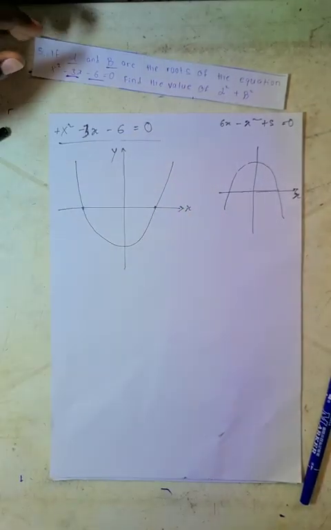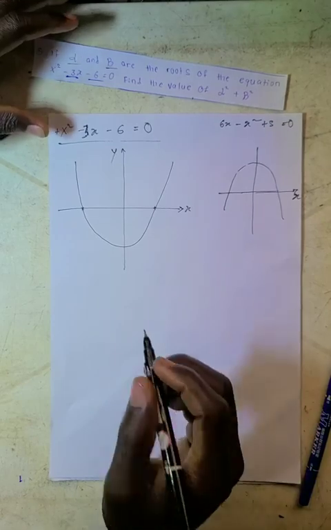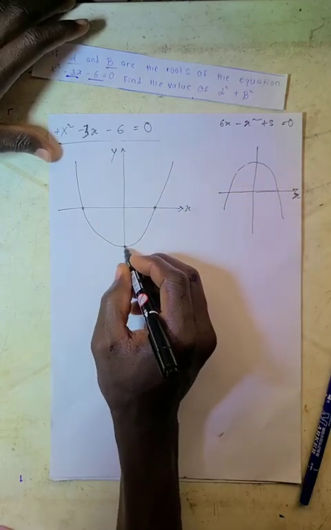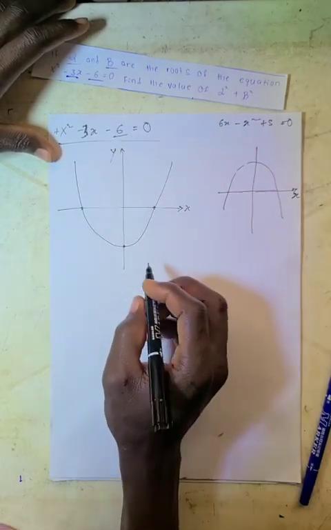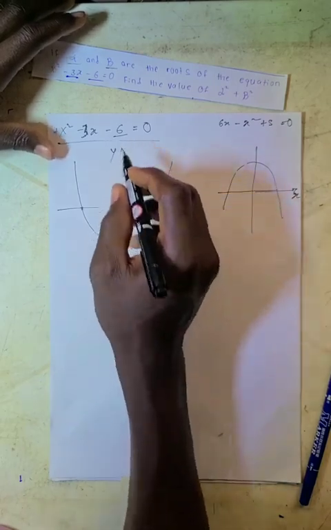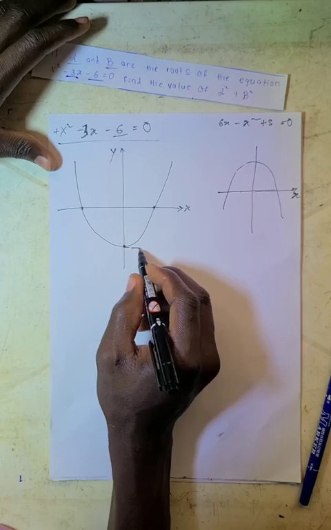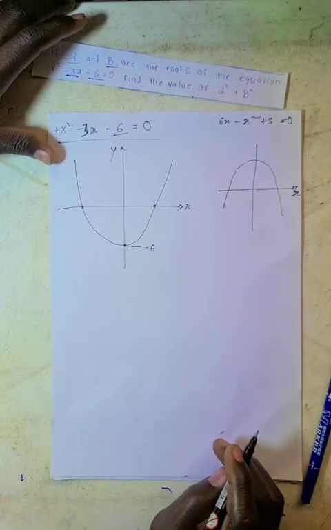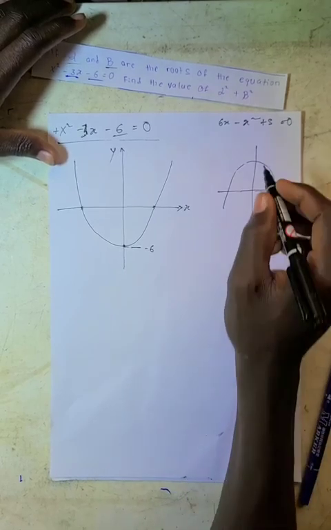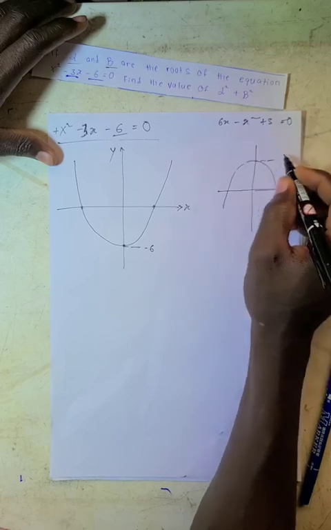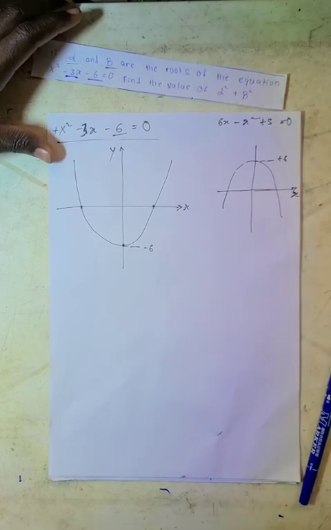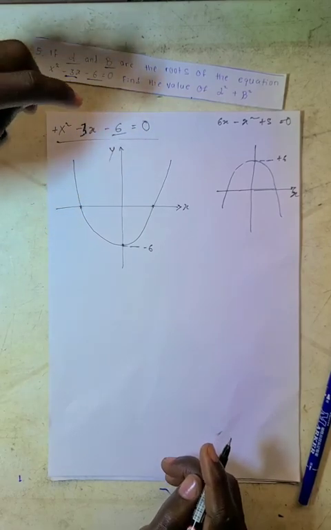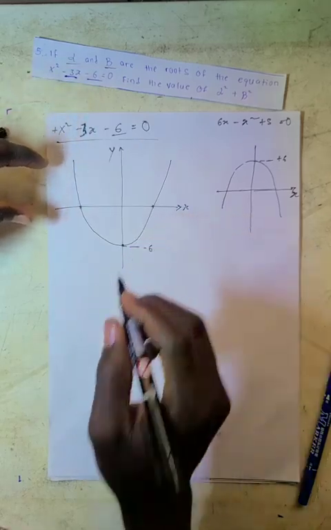Now, the next thing to note is this. Where this graph cuts, the constant here is 6. So if you plot the graph, where the graph cuts the y-axis is going to be minus 6. Do you understand? The same thing with this place. Where it cuts here is going to be plus 6. You understand? That's the second property. So the constant is telling you where the graph cuts the y-axis.